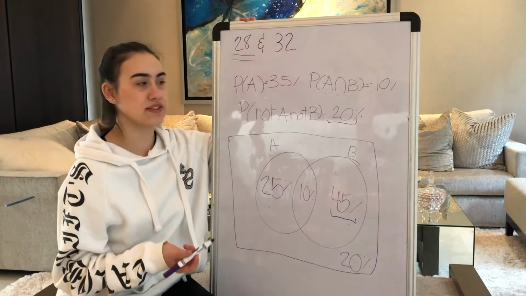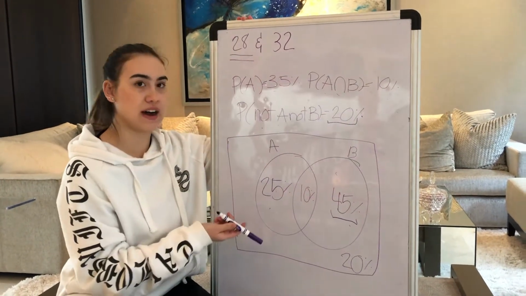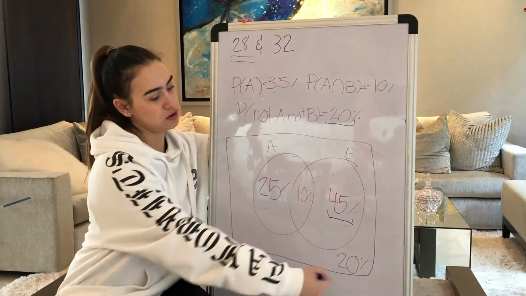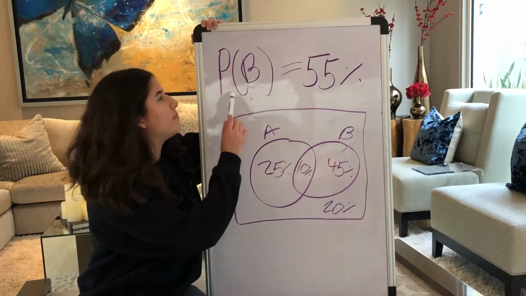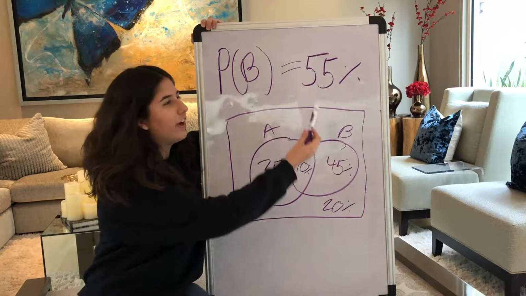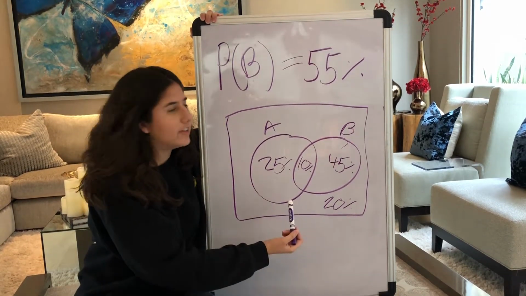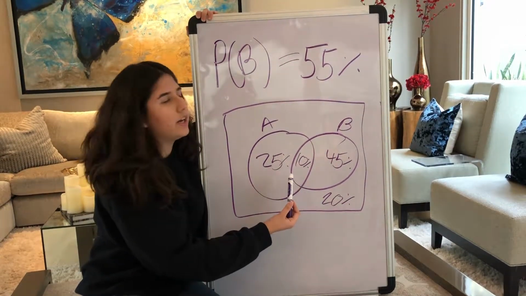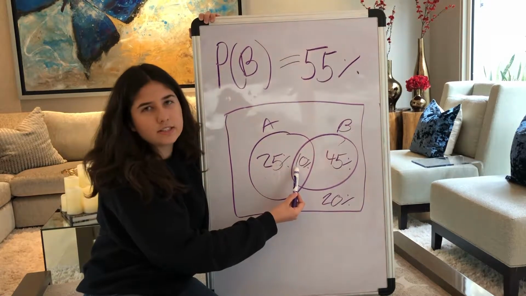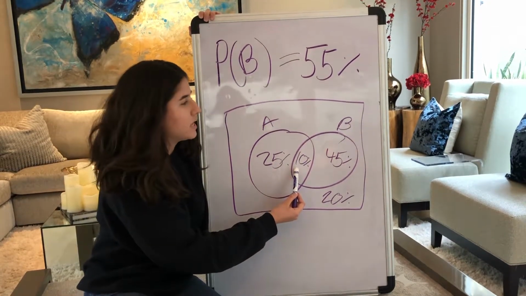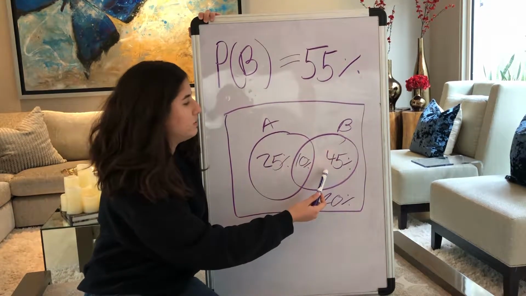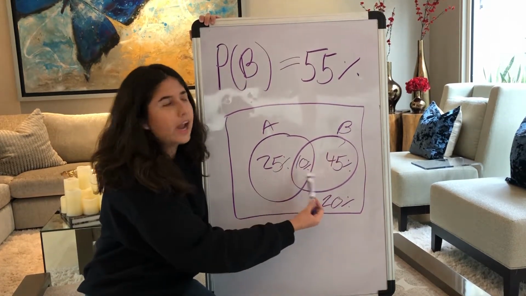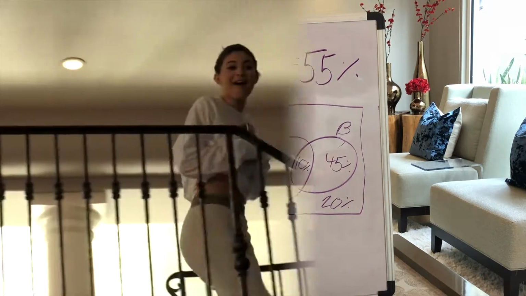And we subtracted the 55 from the 100 because the 100 will be the total. First question, we need to find the probability of B. And we know it's 55 because if you can see in the Venn diagram, we have the 10% that is the intersection of A and B, and the B that is 45%. So what we need to do is to add these two, and we're going to get 55.